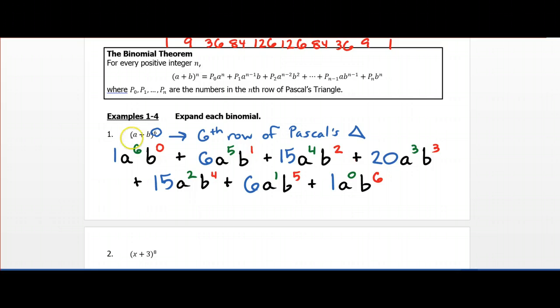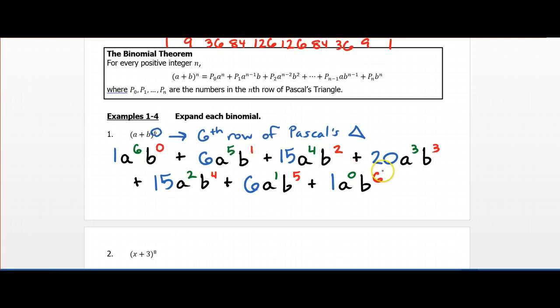Then we're taking the first term in our binomial, which is an a, and every time its exponent gets decreased by 1, starting with 6 and going all the way down to 0. And then the second term b, we start its exponent at 0. It gets increased 1 each time until we get to 6.